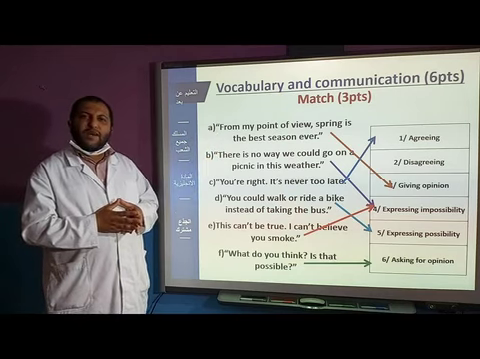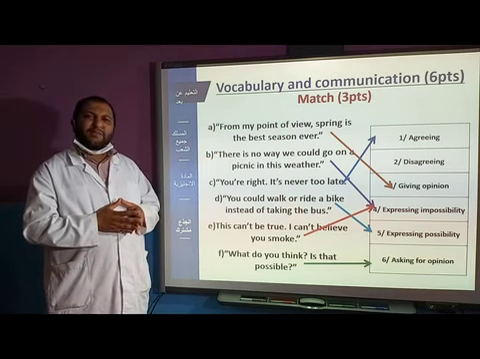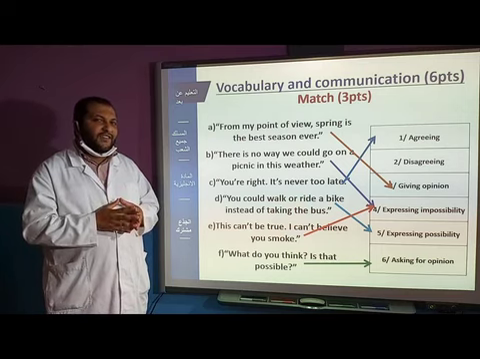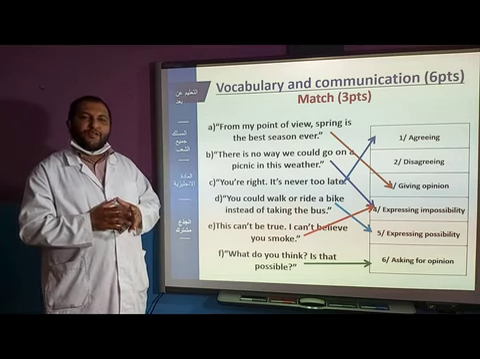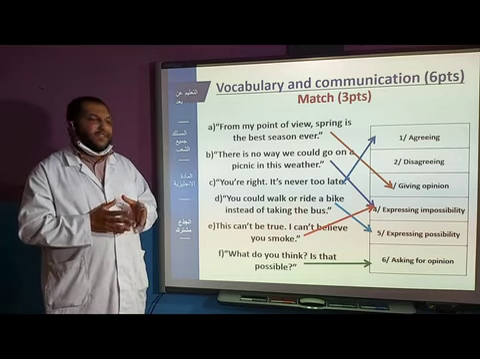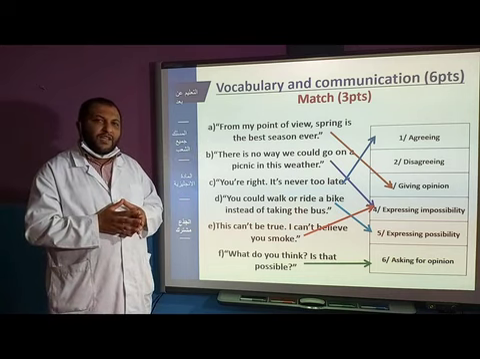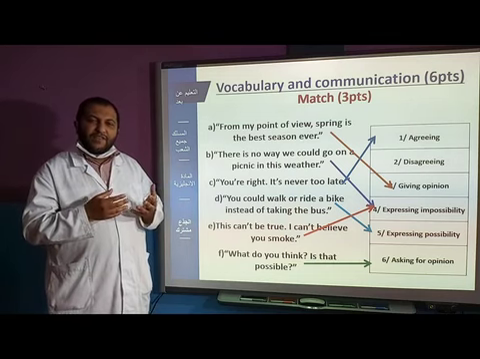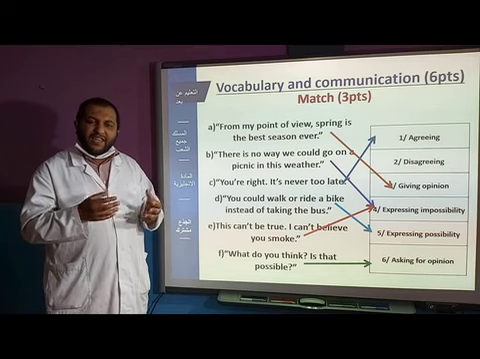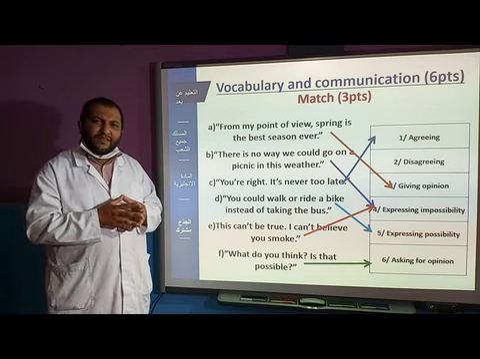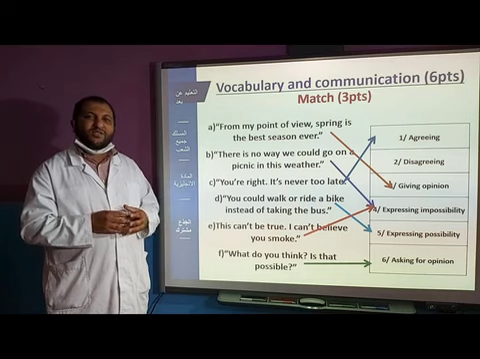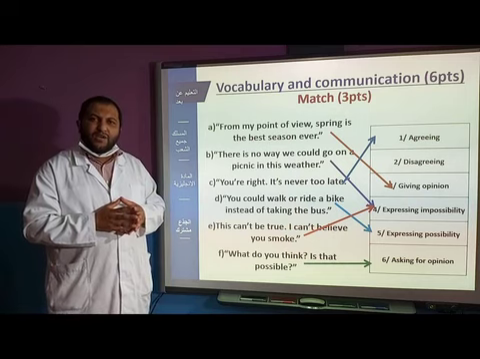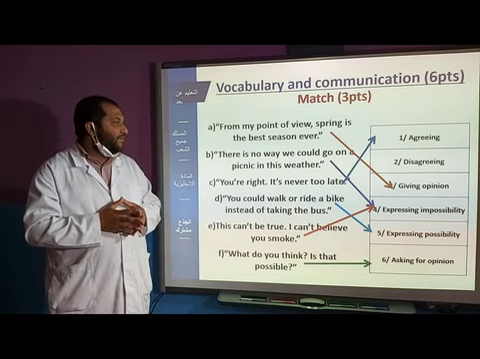Number 1. From my point of view, spring is the best season ever. Where is the key expression? Yes, it is from my point of view. This expression is the synonym of in my opinion, it seems to me, I believe, I feel, I think, as far as I am concerned. All these expressions are used to express opinion. We give opinion and we voice our views.